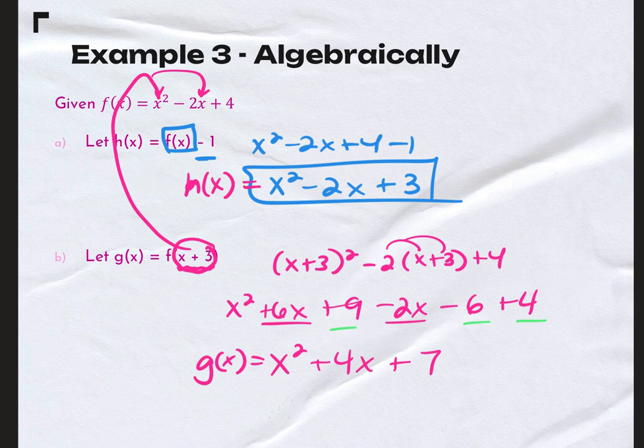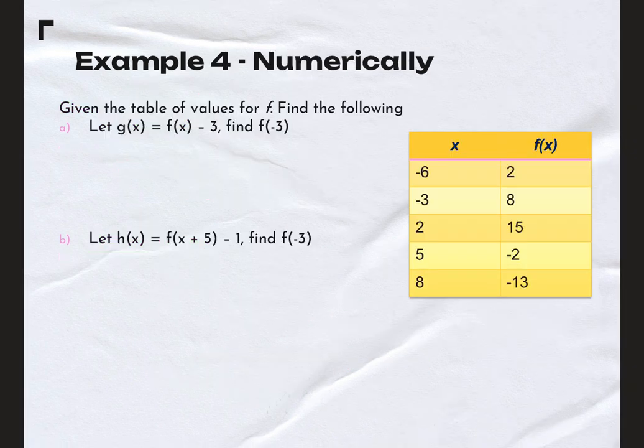All right, now we're talking about using the chart. So we did the graph. We did the equations. We're going to do numerically using our chart. We've got one more to go, which is domain and range. This one says, given the table of values for f, find the following. A says let g of x equals f of x minus 3 and find g of negative 3. So I'm basically finding f of negative 3. I would take that and plug it in, and then I'm going to subtract 3 from the answer that I get. So if I ask for f of negative 3, I'm going to go to where x is negative 3, which is here.